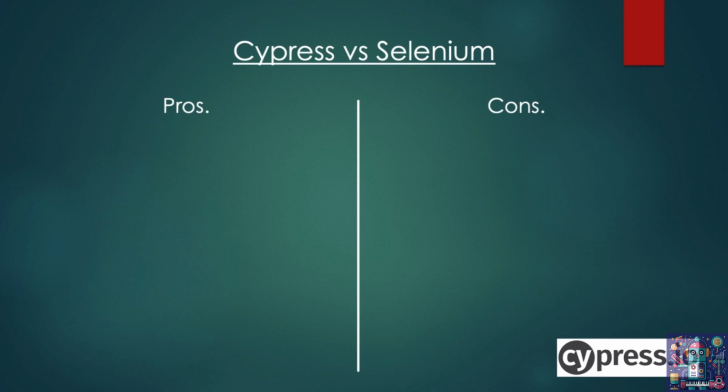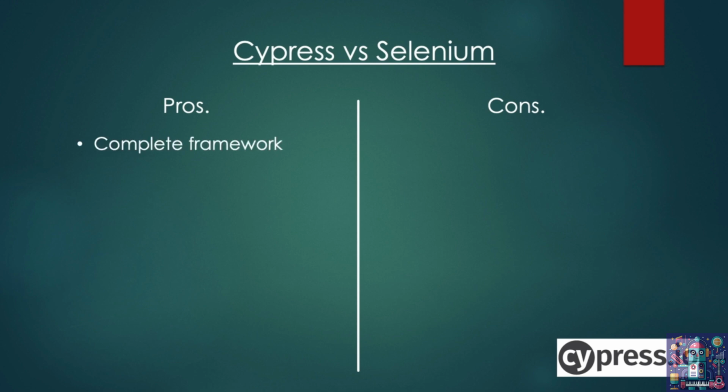Before we start our lessons, I would like to make a quick review of Cypress versus Selenium, because Selenium is the most popular framework for web automation. I would like to compare Cypress with Selenium to review the main pros and cons, so you can decide if it is the right framework to fit your needs. What are the Cypress pros?